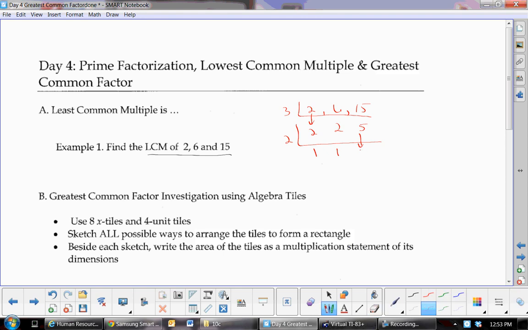Now, it doesn't matter, you can stop here, or when 1 is the only thing you can do. But at this point here, I can't go anymore, so I can draw my... So, I am doing my L, which is 3 times 2 is 6. 6 times 5 is 30. Okay? So it's just multiplying all these together.